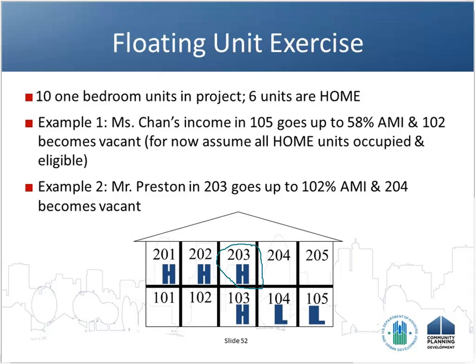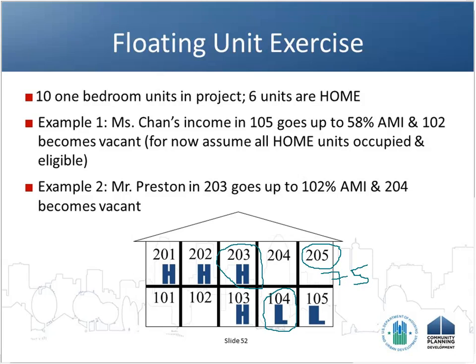So when 204 becomes vacant, it's our low home unit. We're, of course, going to re-rent it as another low home unit. It does not really have an impact on being able to replace Mr. Preston's unit. But in this case, because we are floating, we can look at each of our other non-home units. So for instance, if we find that in 205, they actually have a household that's at, let's say, 75% area median income, then they're eligible for this to become a home unit.